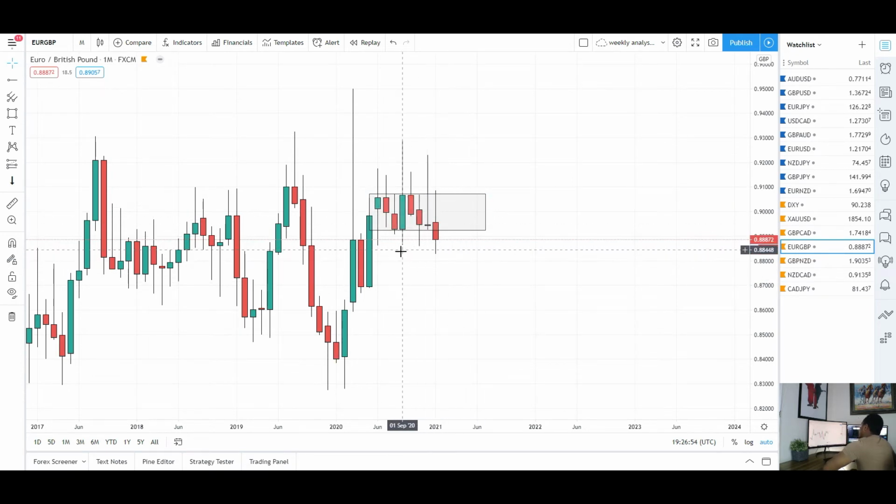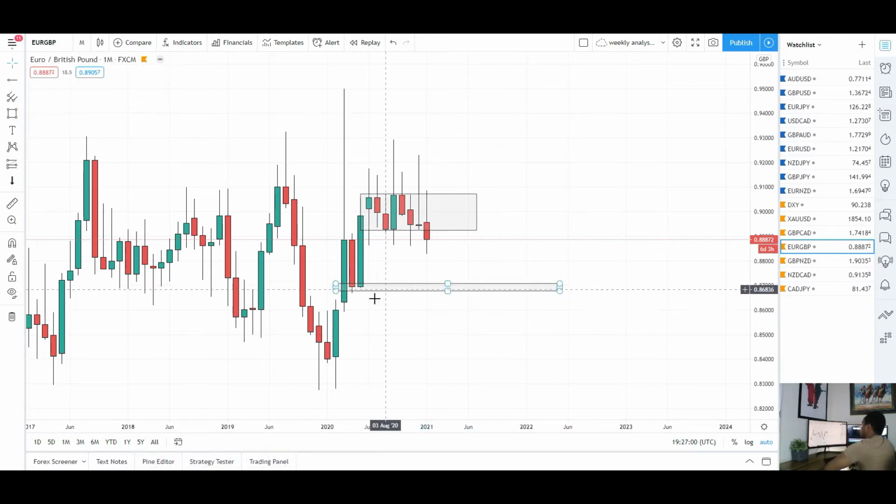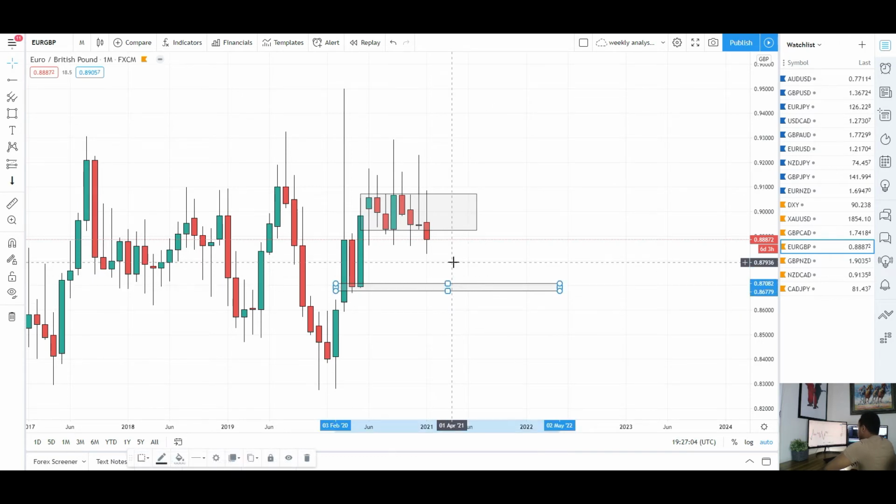But I'm probably favoring a break of this consolidation to the downside, and probably a swing to the downside from a monthly point of view back to this area of support. So we could be seeing a longer-term move over the next couple of months to the downside for Euro GBP to go and test that support there. But of course, we need to see a close below that area.